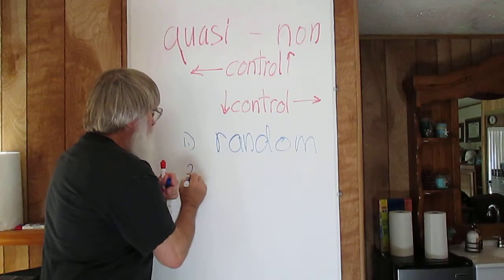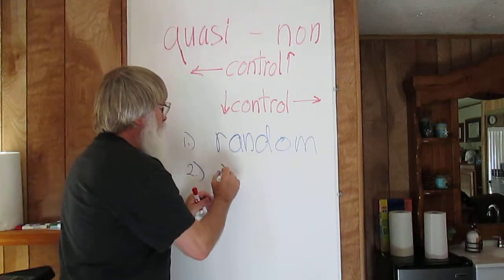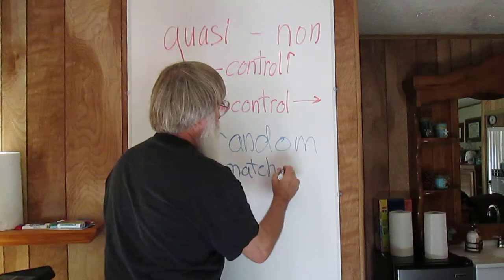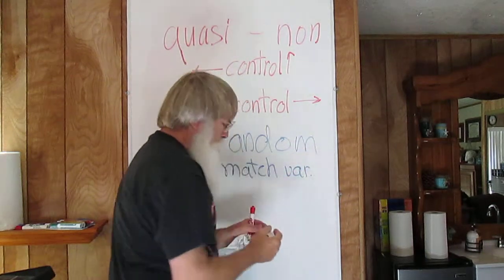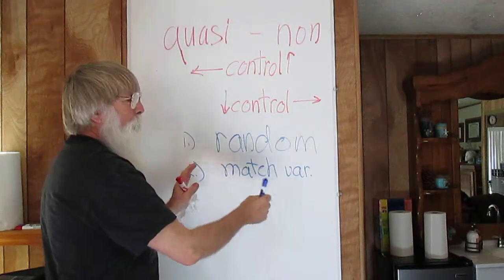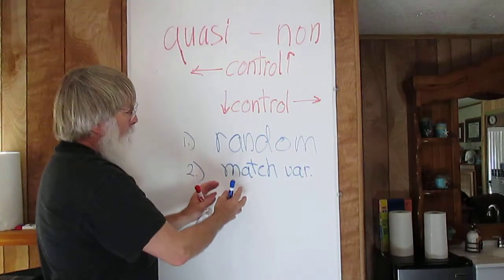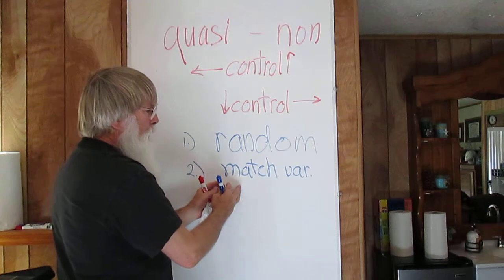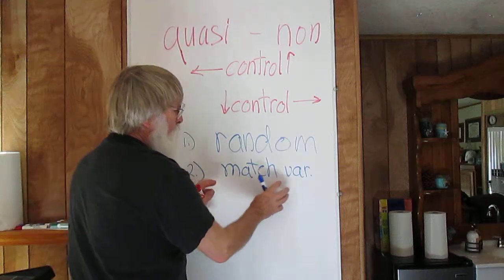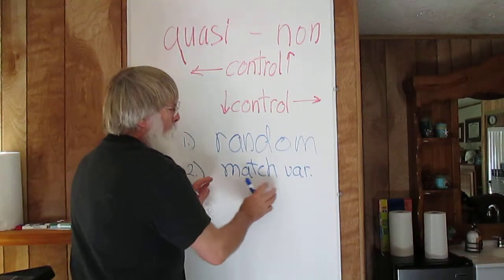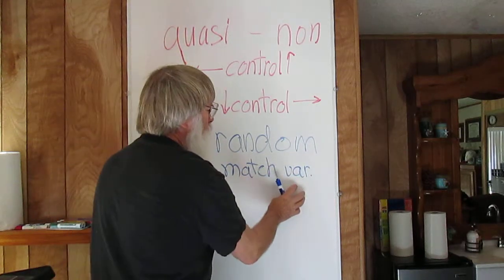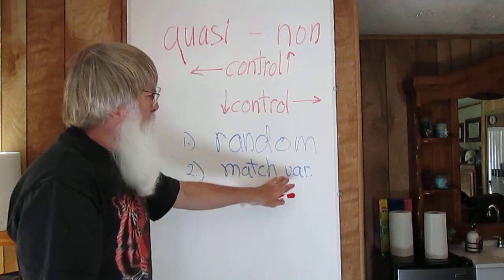That is the number one ploy. There are other ways to do it. You can match members, match variables. For instance, you have a sample and you want to compare this 22-year-old male with this 22-year-old male. You try to make the characteristics of the subjects that you are comparing as close as possible, hence matched.